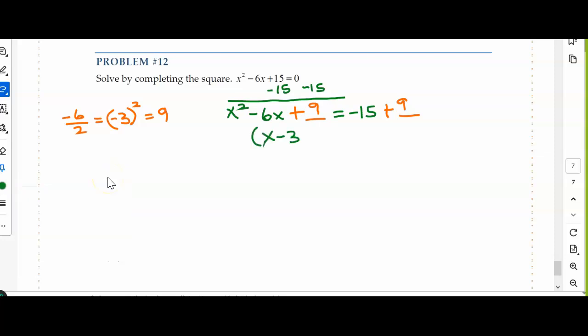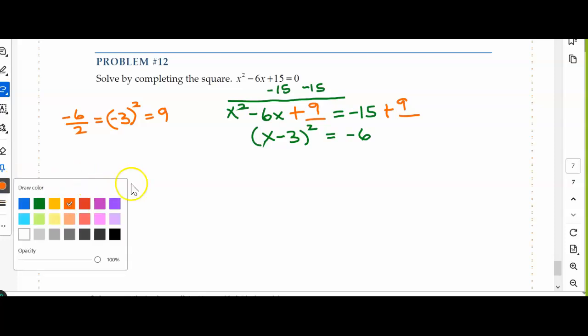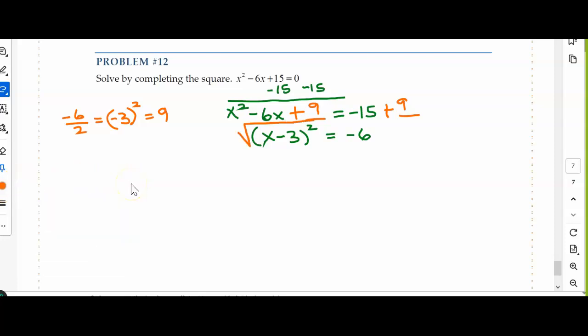x minus 3, whatever half of that middle term is, all squared, equals, now I've got negative 15 plus 9. Right, I'm going to end up with a negative number here. I'm going to have a negative 6. Right? Negative 15 plus 9 is negative 6. And so now when I take the square root of both sides, all right, something kind of different happens here.